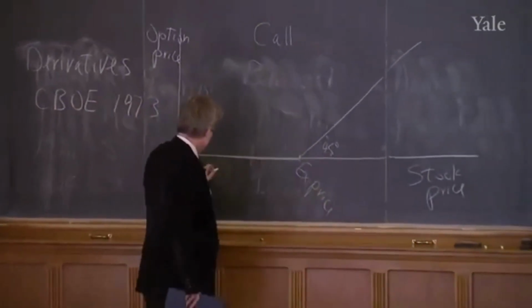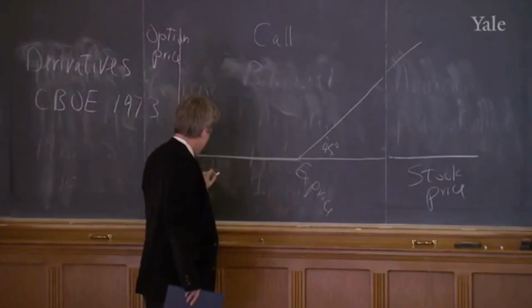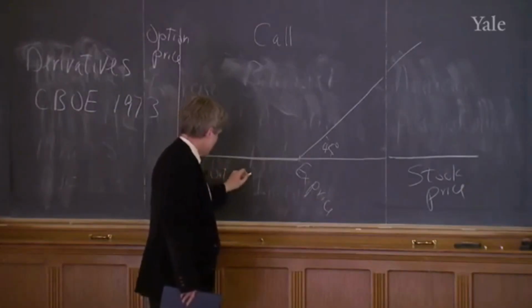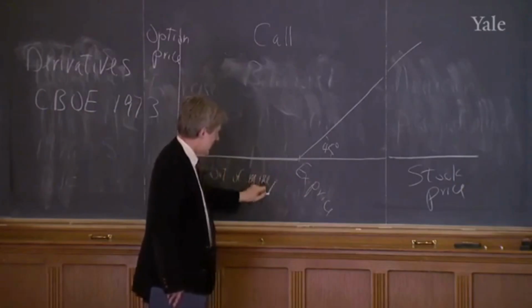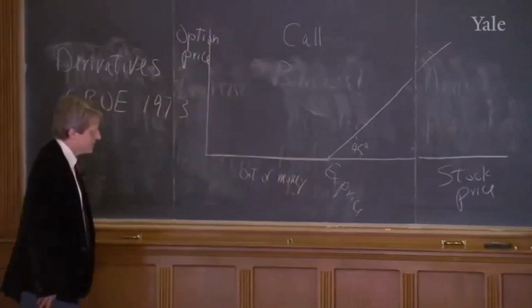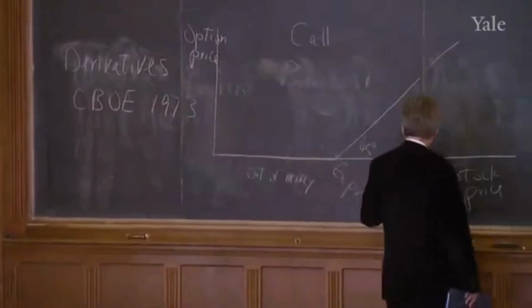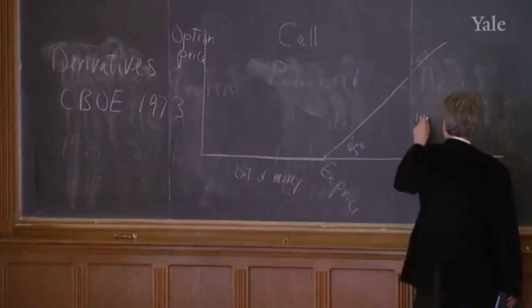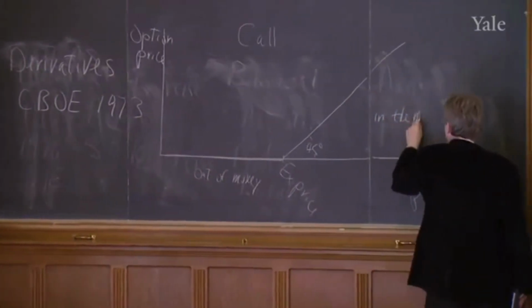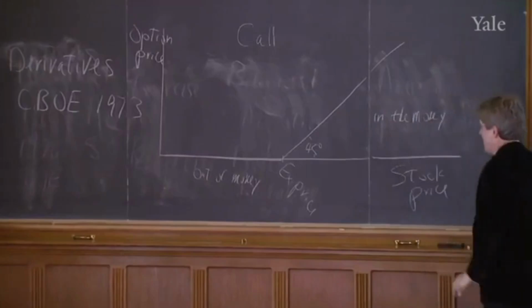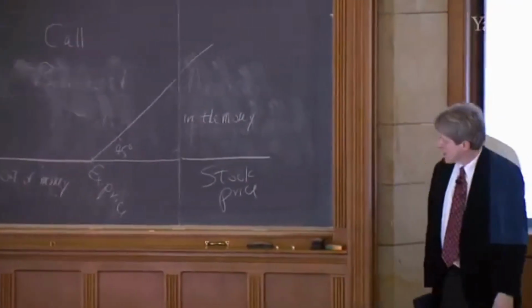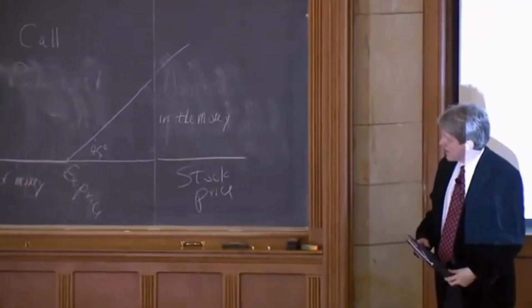So this region, we say, is out of the money. The option is out of the money when its price, for a call, is less than the exercise price. Here, it's in the money. I'll put it up here, in the money. And then, on the exercise date, it will always equal the stock price minus the exercise price.